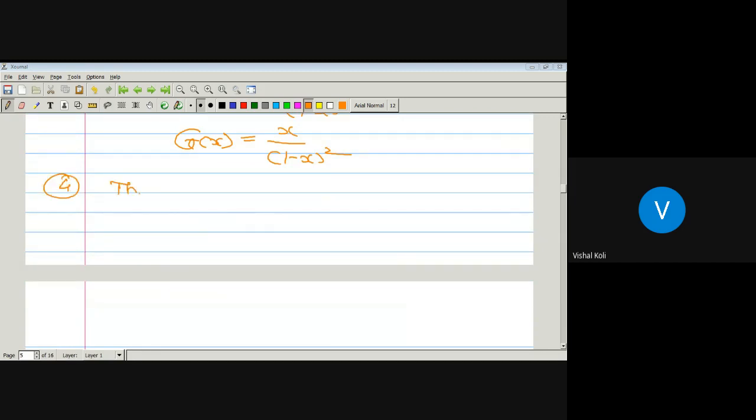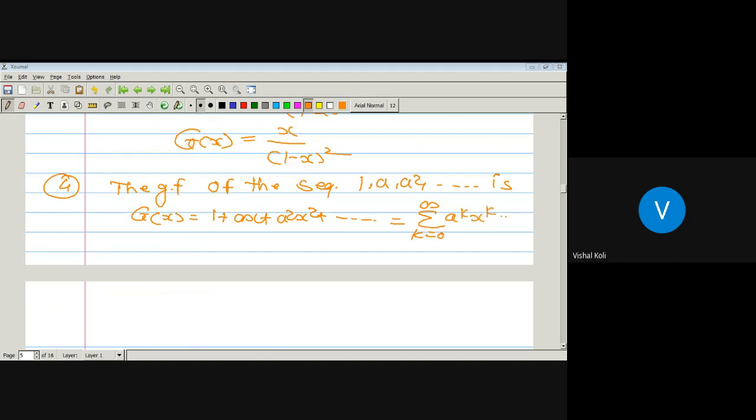Similarly, the fourth one: the generating function of the sequence 1, a, a square and so on. What is its generating function? G of x is nothing but 1 plus ax plus a square x square and so on, which is the summation from 0 to infinity of a^k x^k. Now tell me its closed form.